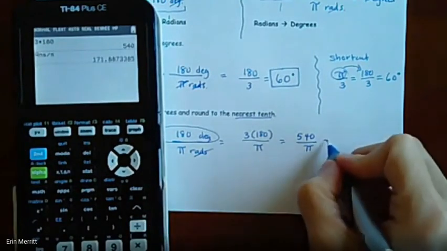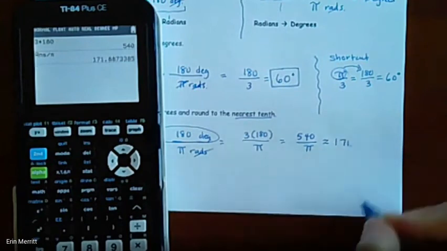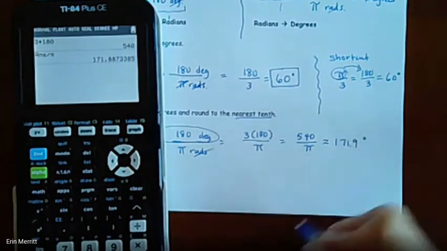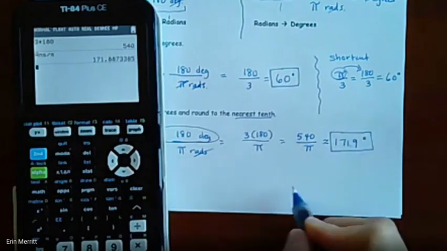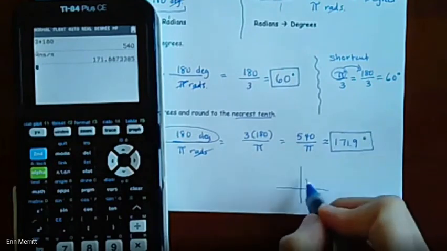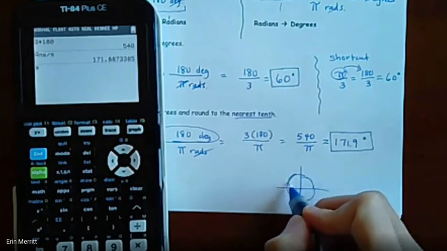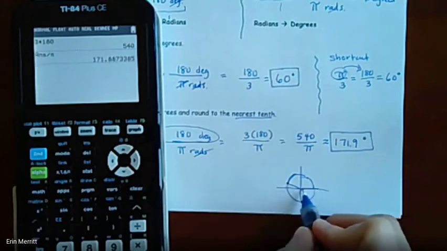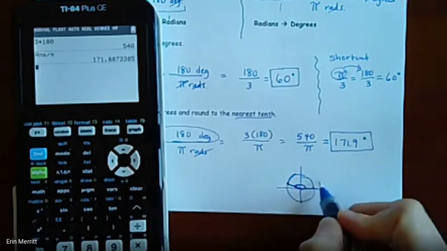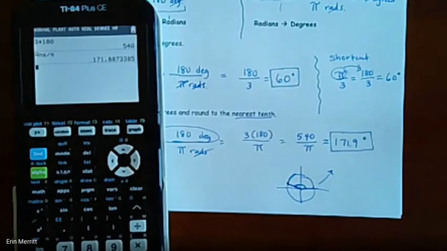And we get about 171.9 degrees. Which hopefully makes sense, because think of the day with the wiki sticks. We had 1, 2, 3 radians cover not quite a semicircle, but about half. So it makes sense that that angle right there would be about 172-ish degrees.